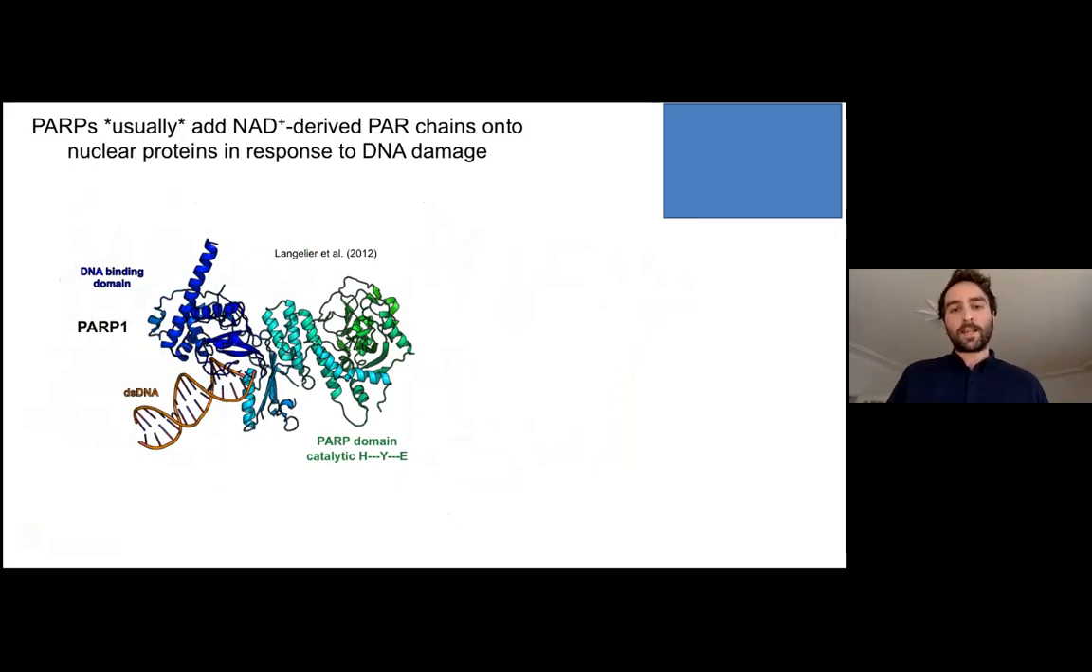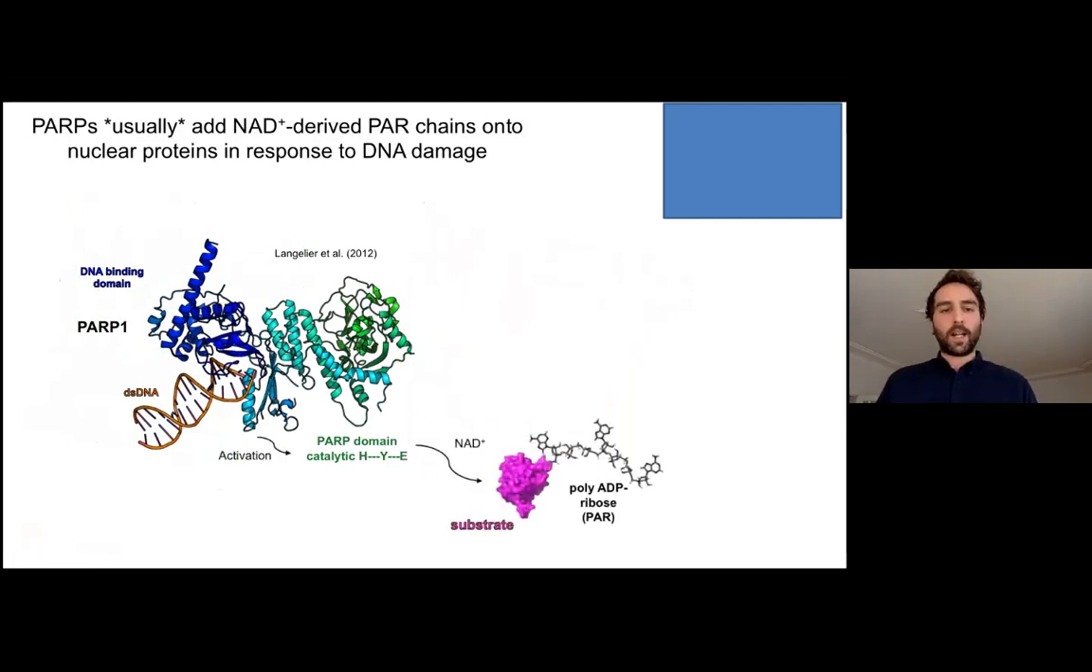So usually this domain works through a catalytic triad, this histidine, tyrosine, and glutamate. And in response to binding a double-stranded break, it uses NAD to add these negatively charged chains of poly-ADP ribose to its substrates. And this alters protein-protein interactions, but also accounts for chromatin remodelling. So we were really excited to see a PARP domain in Taser.